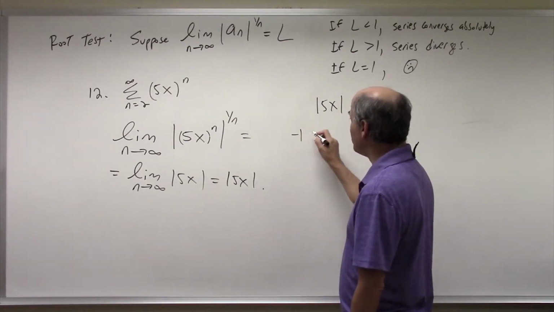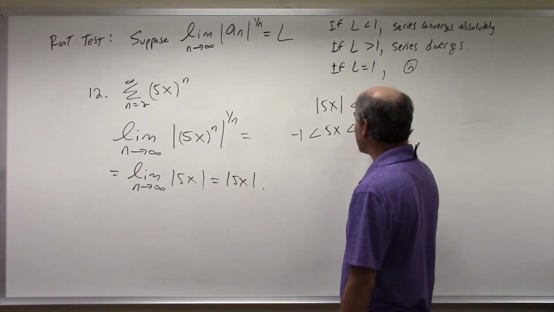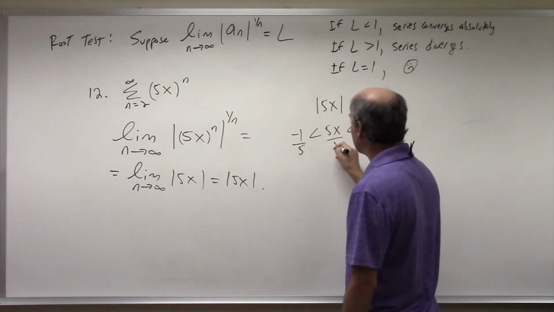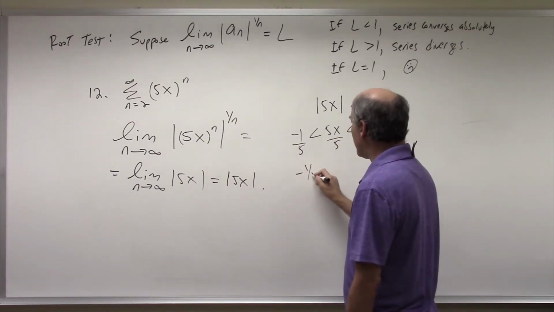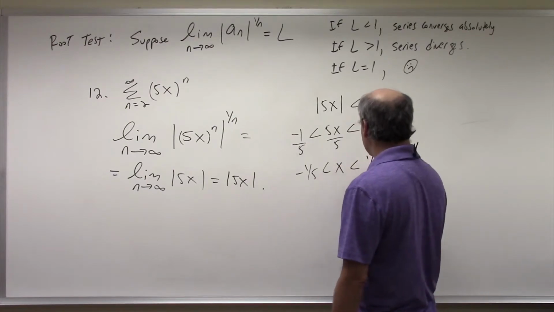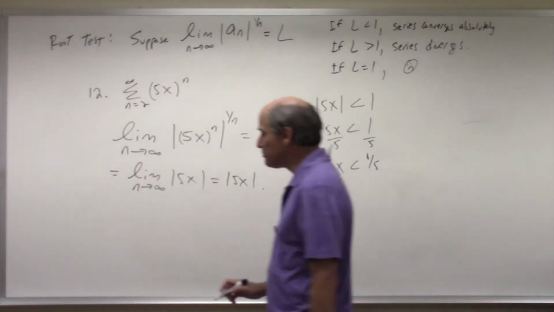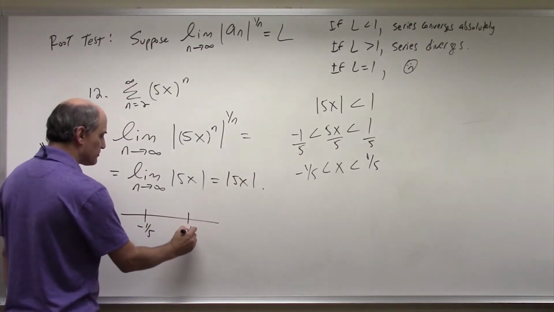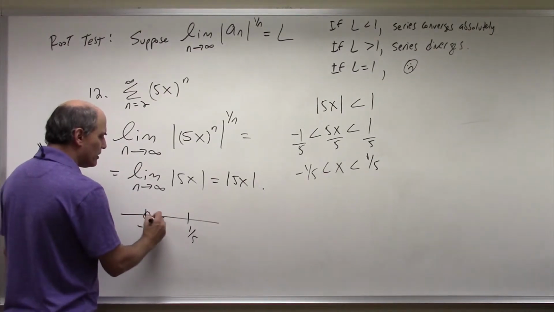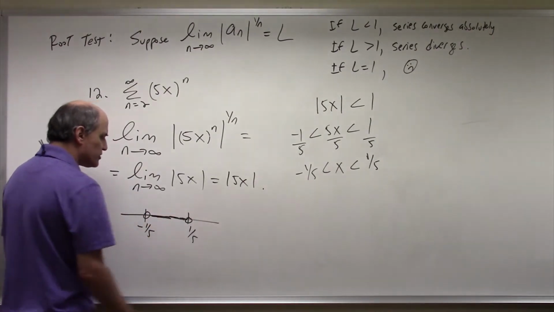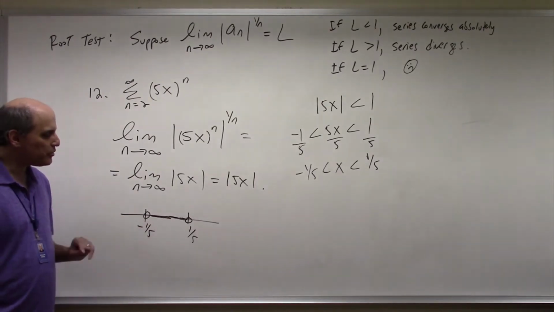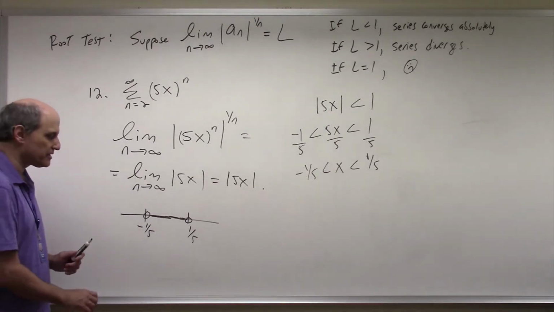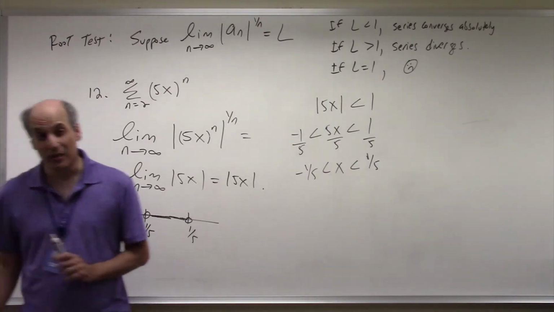That is, I need negative 1 to be less than 5x to be less than positive 1. Divide everywhere by 5. So it looks like x is between negative 1/5 and positive 1/5. So I know the series will converge for any values of x between negative 1/5 and positive 1/5, but I don't know what happens at the endpoints. So I do need to check those separately.